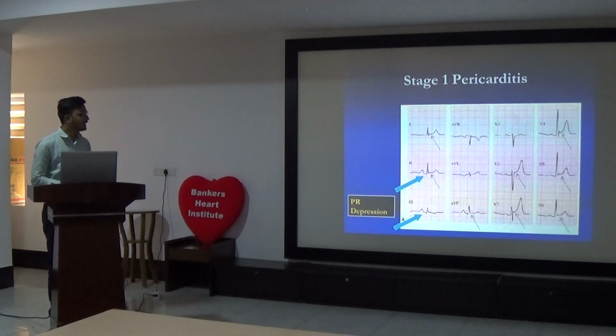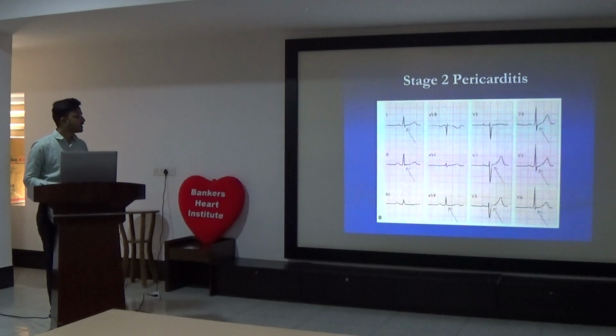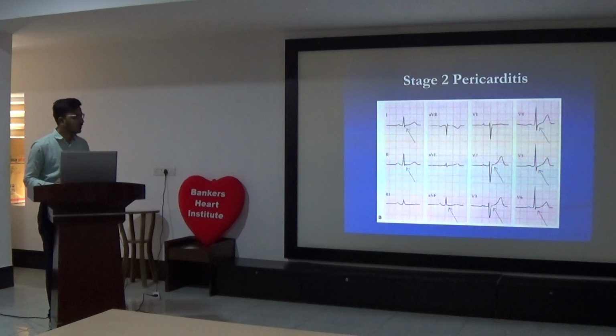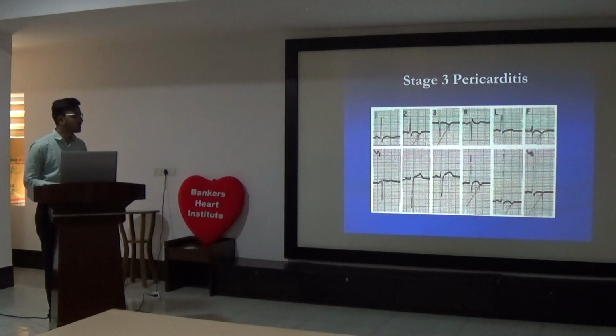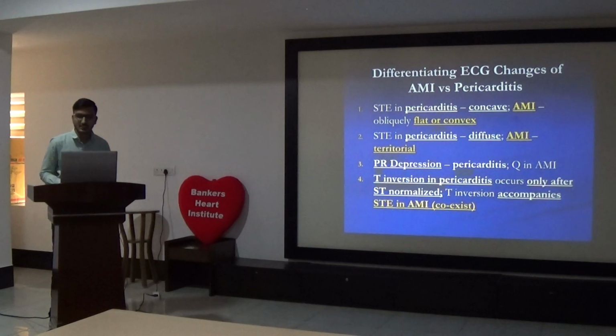So in stage 1, there is PR segment depression, which is the most specific sign. Along with it, there will be ST segment elevation. It will be shown in all the leads except AVR. Stage 2, there will be normalization of the ST segment, and in stage 3, there will be T wave inversion, and in stage 4, there will be a normal ECG. So these are the ECG changes, the 4 stages of pericarditis.